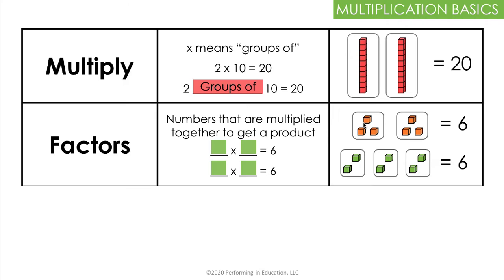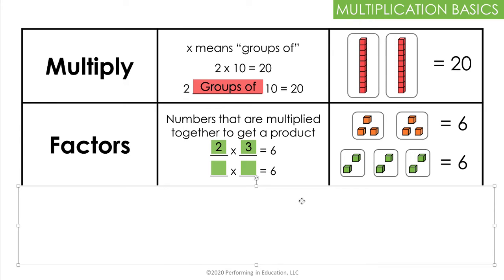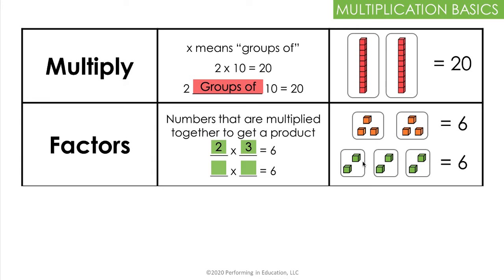So if we look over here, we can see we have groups of 3, and there's 2 of them. So that would be 2 groups of 3, which equals a total of 6, or 2 times 3. So in the green boxes, we're going to put 2 times 3 equals 6. And notice right below it, they also have 3 groups of 2, which also equals 6. So we can say 3 times 2 in the green boxes equals 6. 2 times 3 equals 6, and 3 times 2 equals 6.